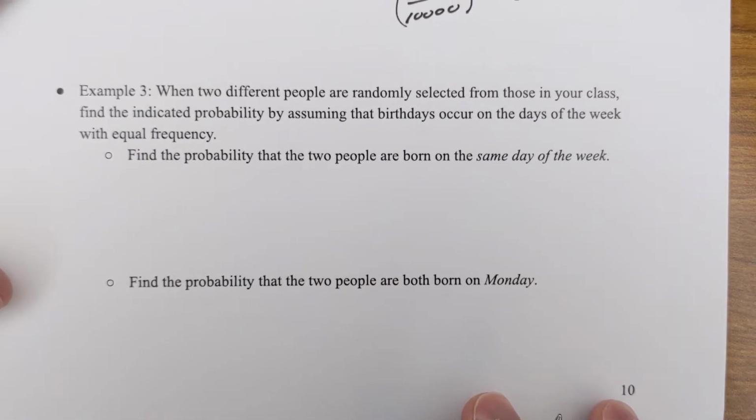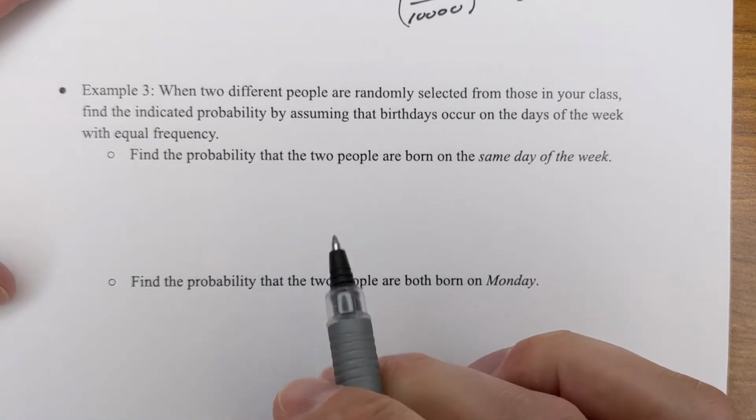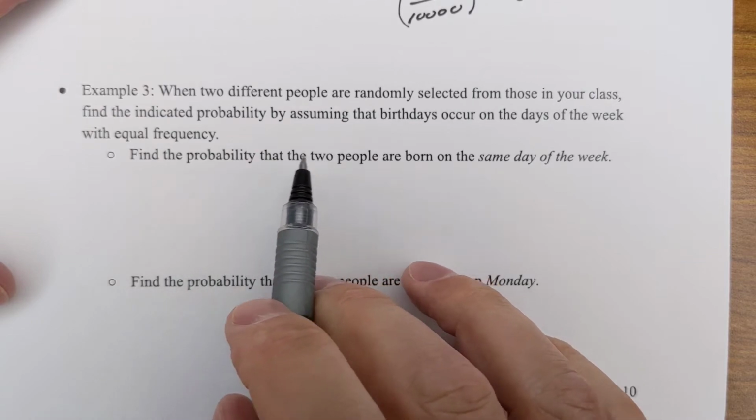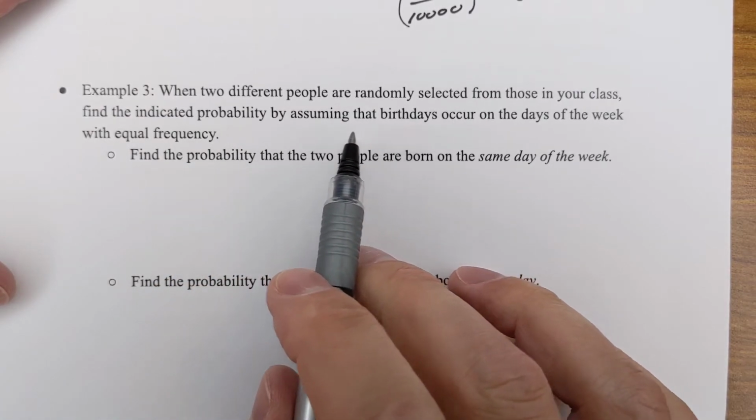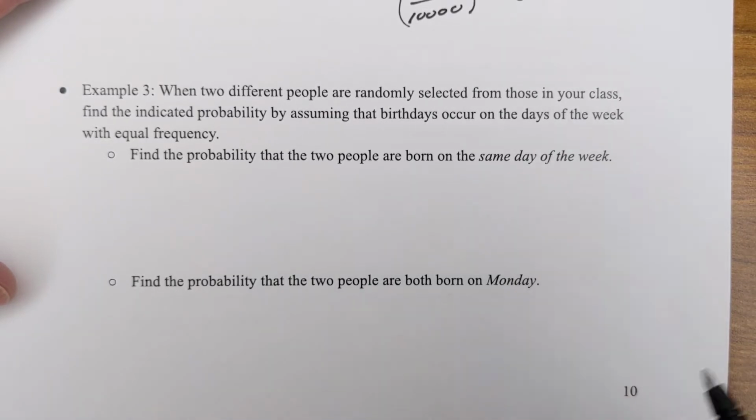All right, so example 3. We're going to select random people from the class. Actually, it doesn't matter. This probably always works out the same. Doesn't matter how many people. By assuming birthdays occur on the days of the week with equal frequency, which means Mondays are just as likely as Tuesdays, as Thursdays, and so on and so forth, find the probability that 2 people are born on the same day of the week.